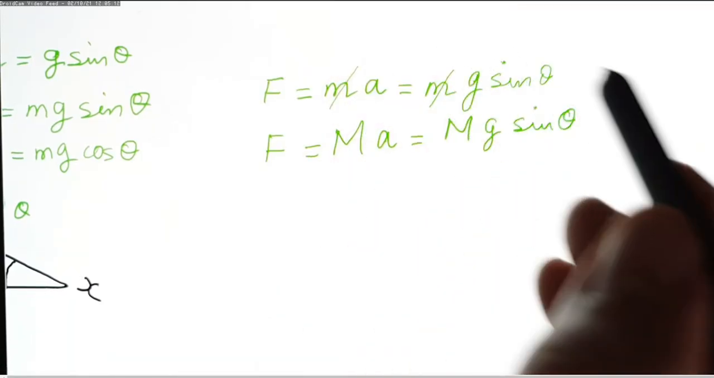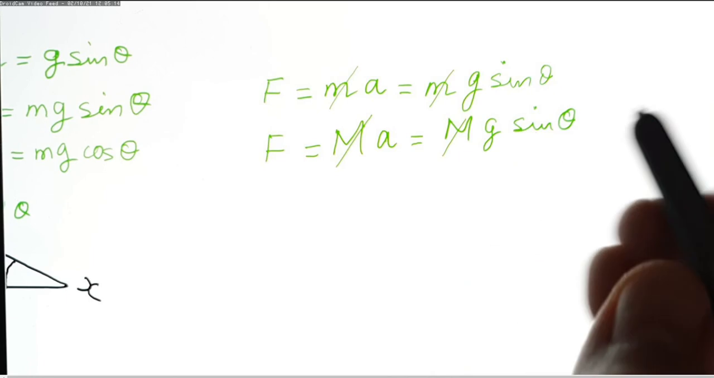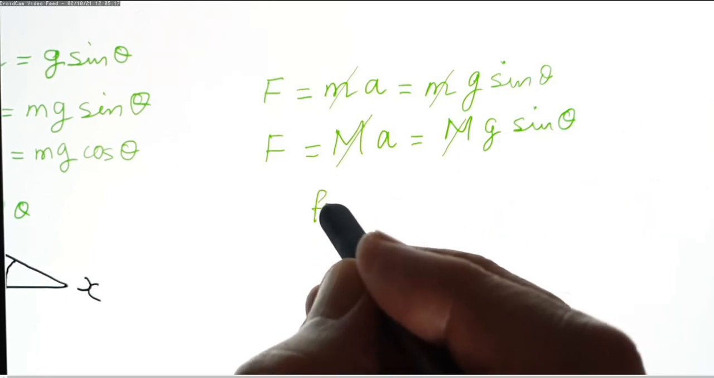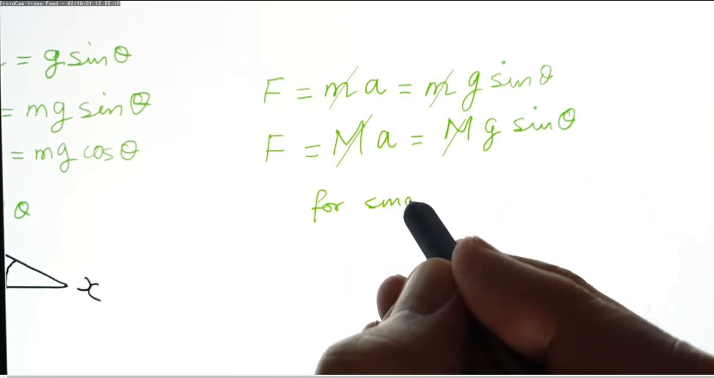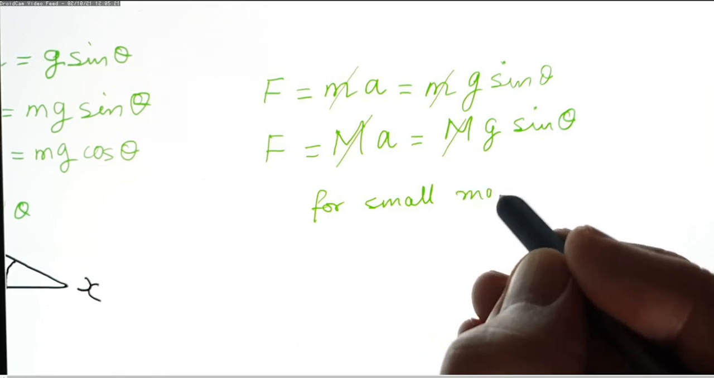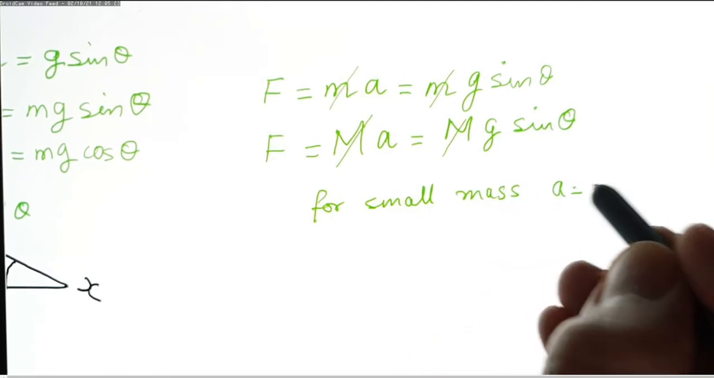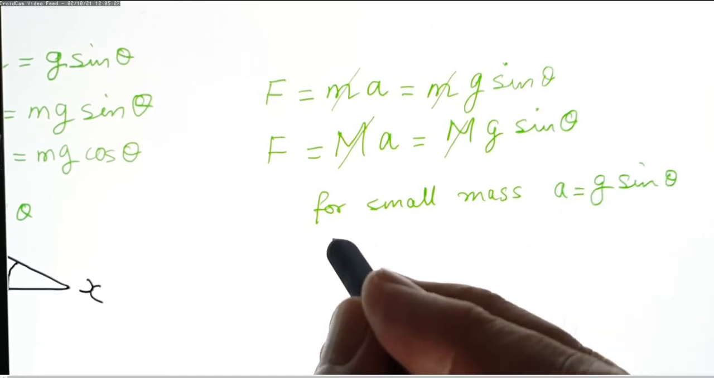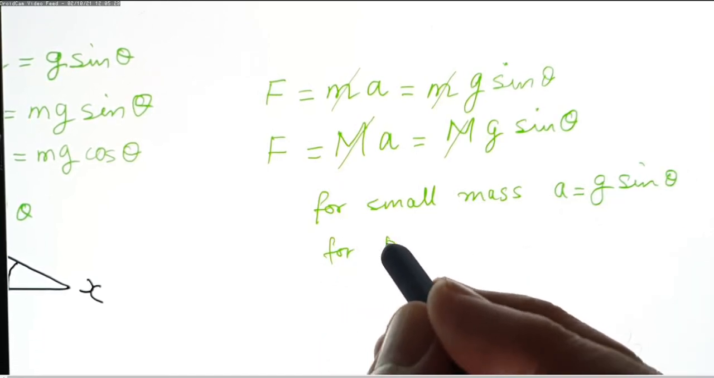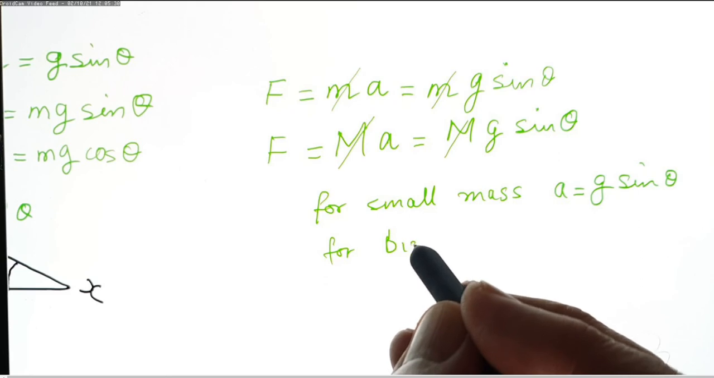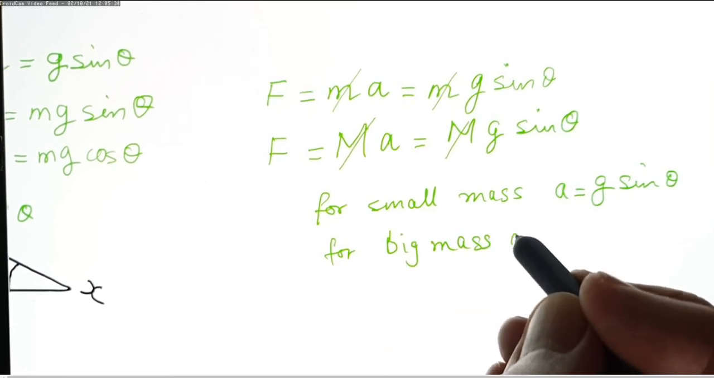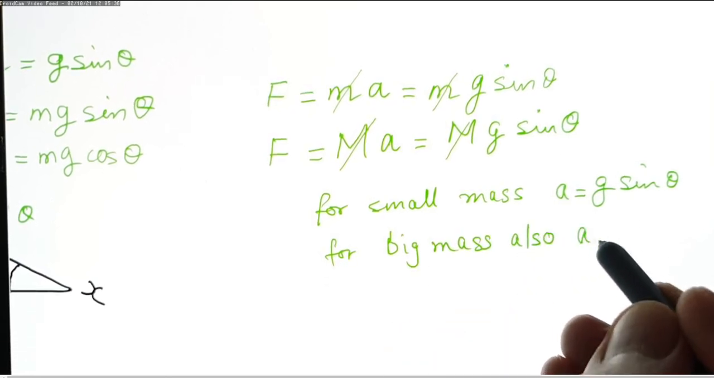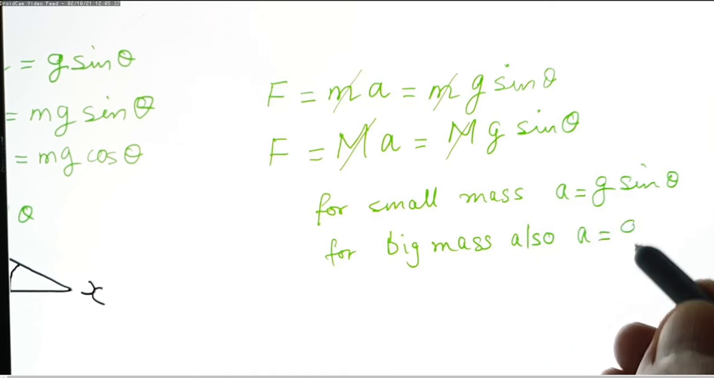Notice that mass will cancel with mass, and we end up, for a small mass, with a equal to g sin theta. For a big mass, also a is equal to g sin theta.